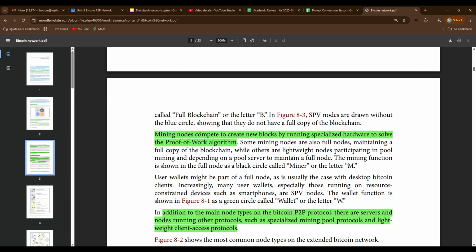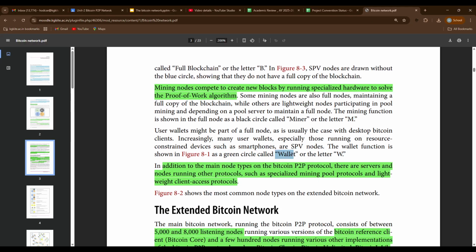So in case there's a mining function, it will be denoted as miner, or there will be a letter M. In case you want to send and receive some money, you need a wallet function. That is indicated as wallet or W. Apart from these main node types on this protocol, there are some servers and nodes which are running other special protocols, special mining protocols and lightweight access protocols.